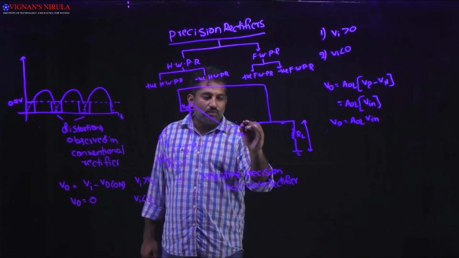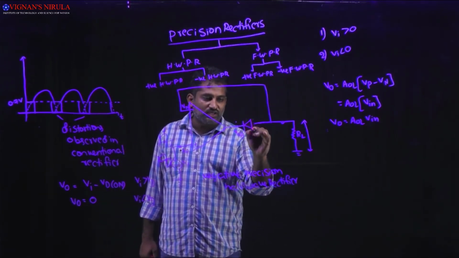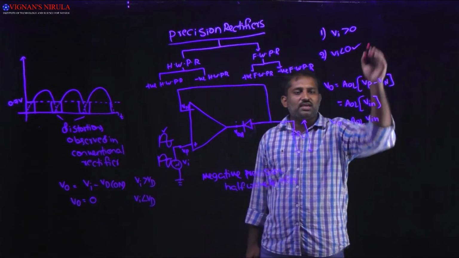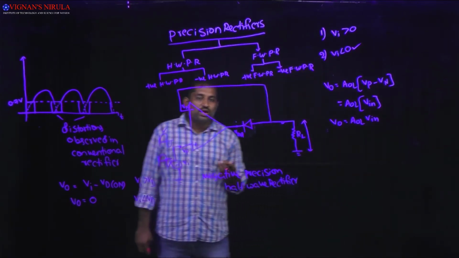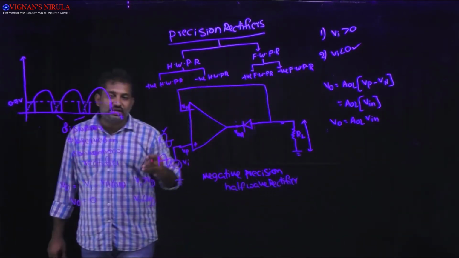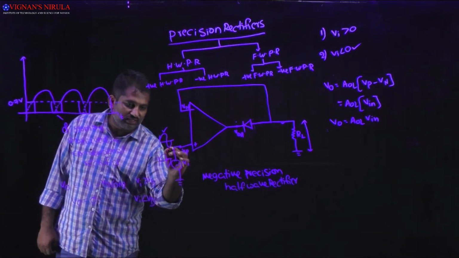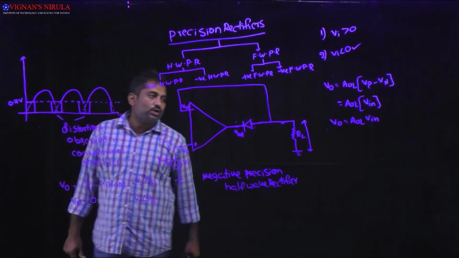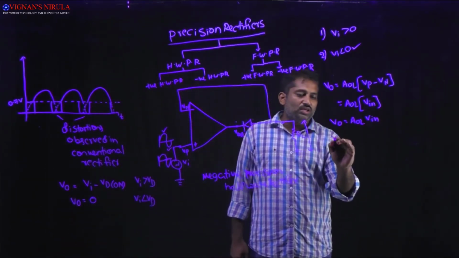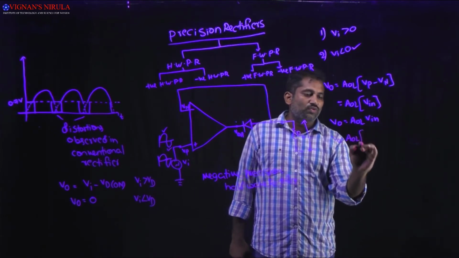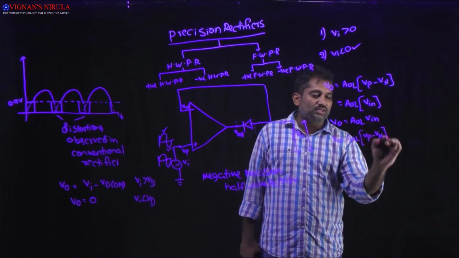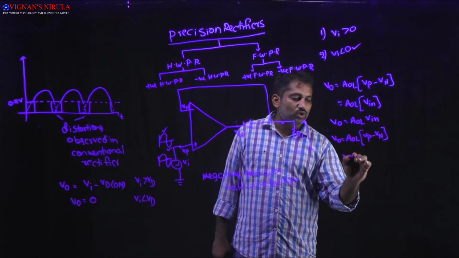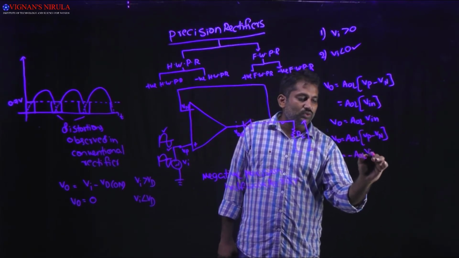Once again, the diode is in this fashion. Now I am going to explain the second case. What is the second case? Vi is less than 0. Now we are going to see what happens when Vi is less than 0. At that time I will consider this negative pulse or negative peak. We all know that V naught is equal to A naught L into Vp minus Vn. Here we are considering Vp is equal to minus Vin and Vn is assumed as 0. So I will get minus A naught L into Vin.